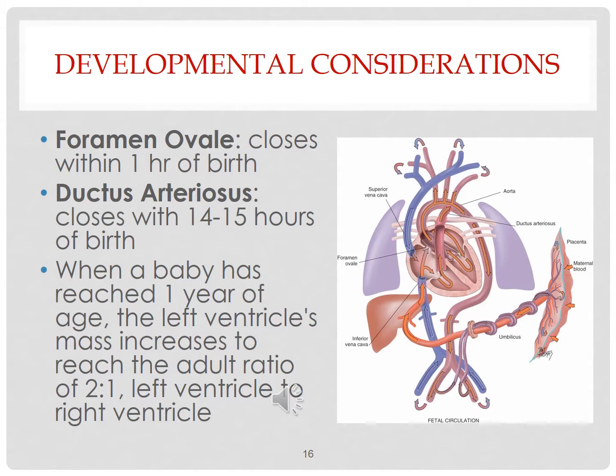At birth, inflation of the lungs changes the circulatory system, so that within 1 hour the foramen ovale closes, and within 14 to 15 hours the ductus arteriosus closes. Now the left ventricle has the greater workload of pumping into the systemic circulation, so that when the baby reaches 1 year of age, the left ventricle's mass increases to reach the adult ratio of 2 to 1, left ventricle to right ventricle. Infants' hearts are more horizontal, and again the apex is found at the fourth intercostal space.